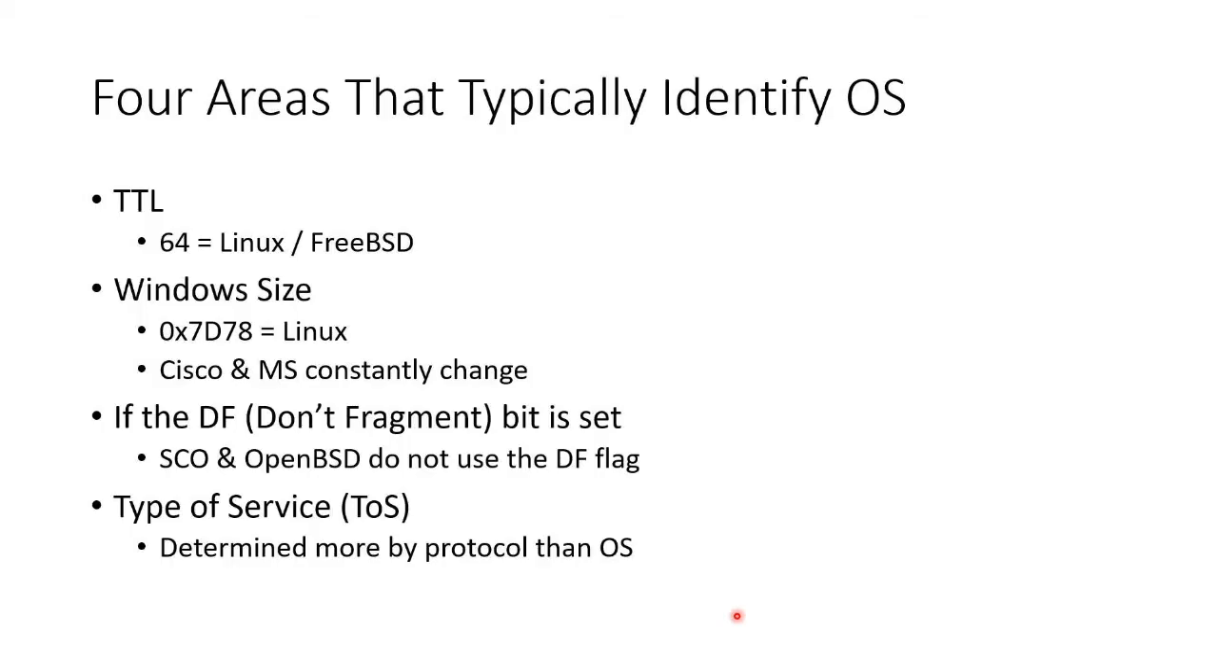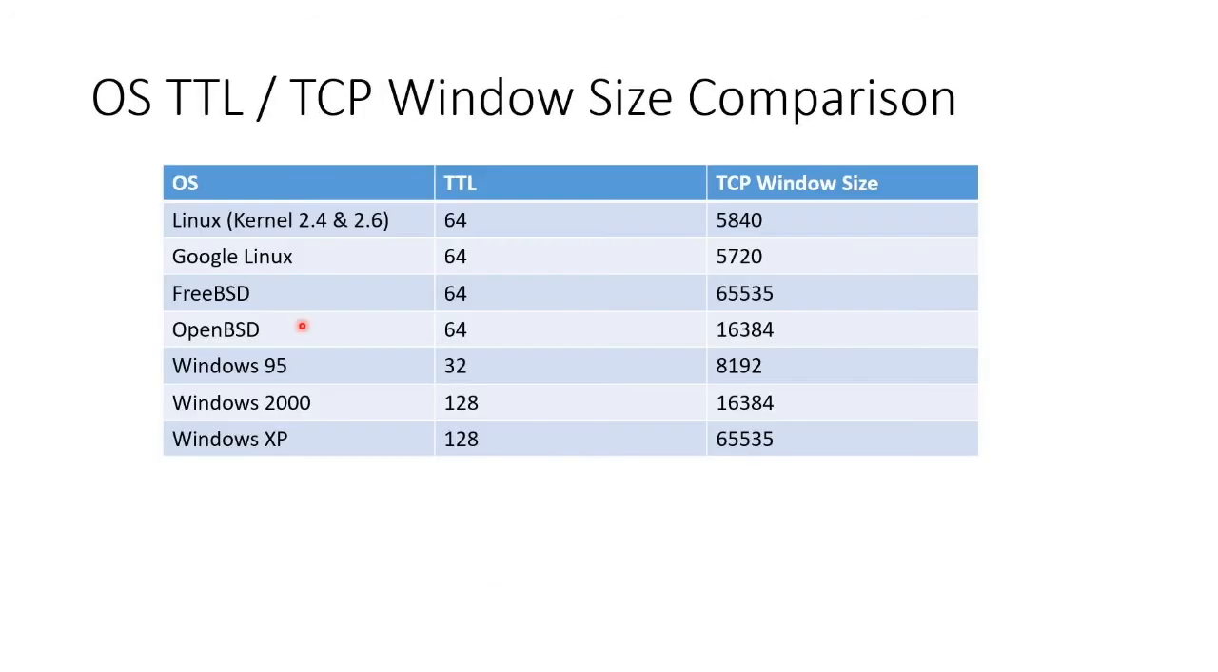Now there are 4 areas that typically identify an operating system: the time to live, the window size, if there is a don't fragment bit set, but it's only for SCO and OpenBSD, or the type of service, although that's more determined by the protocol than the OS. So here's just a little comparison table. Like the old Linux 2.4 and 2.6, and Google Linux and FreeBSD and OpenBSD all have a time to live in their IP packets of 64. Windows 95 was only 32. Windows 2000, XP and above are 128.